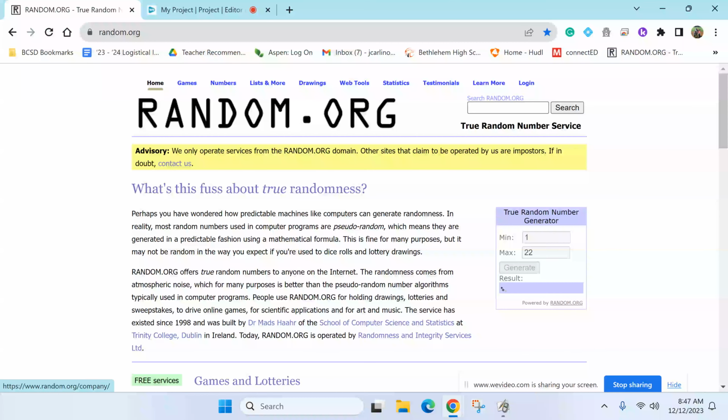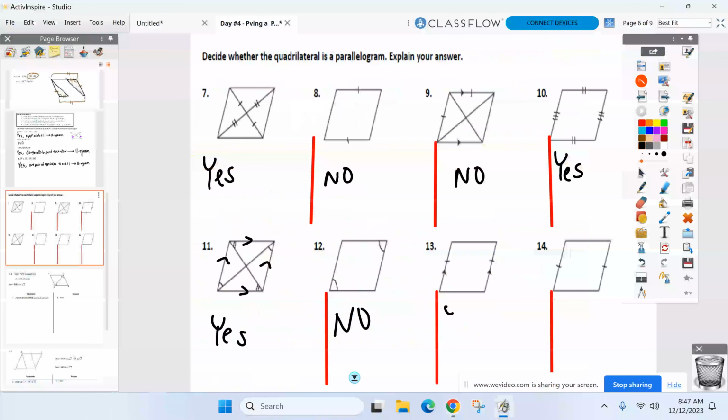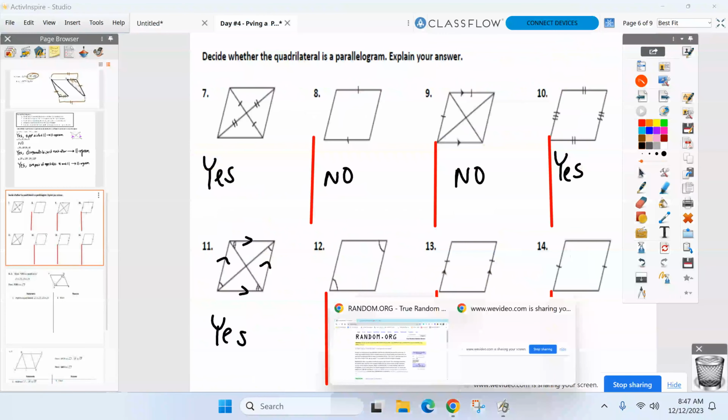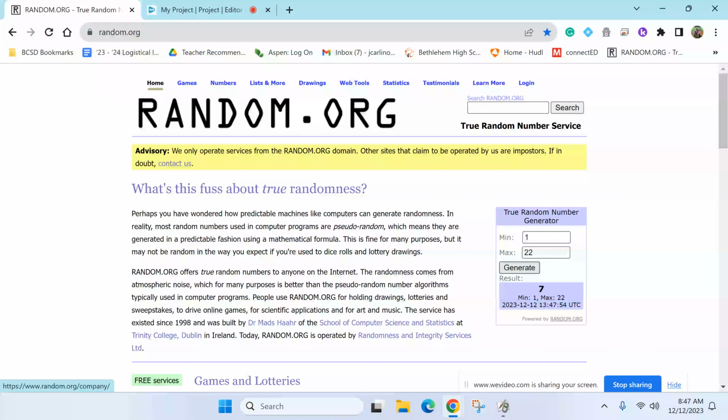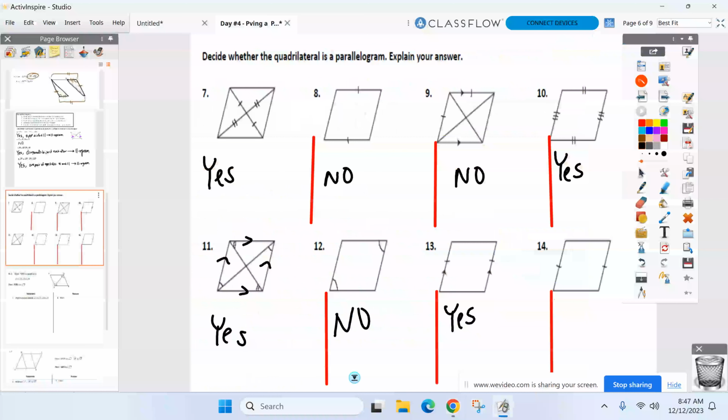13, good enough. How about 9? Vinny, good enough? Yes. Why? One pair of opposite sides equal or congruent and parallel. Good, thank you for not saying special case. 14, good enough. Drew, back to you. No. Nope, need them both congruent.